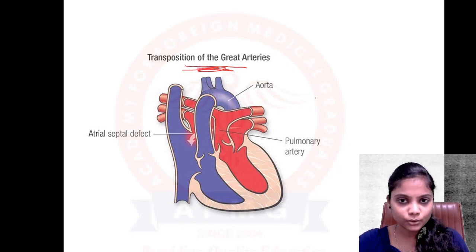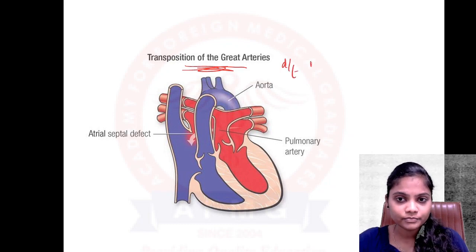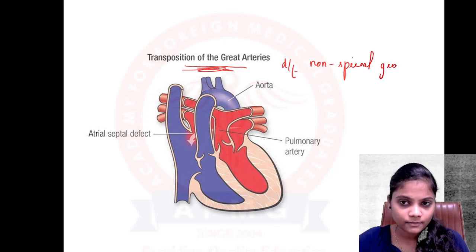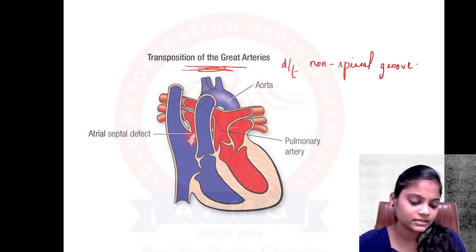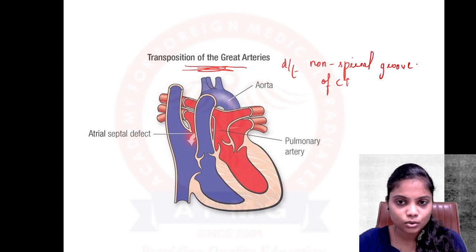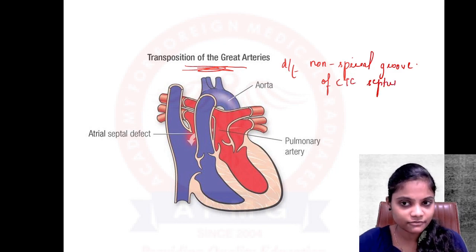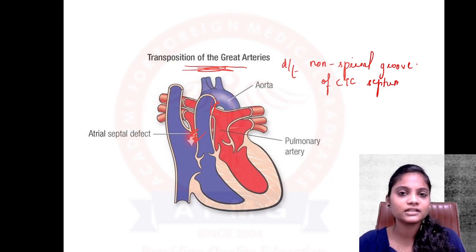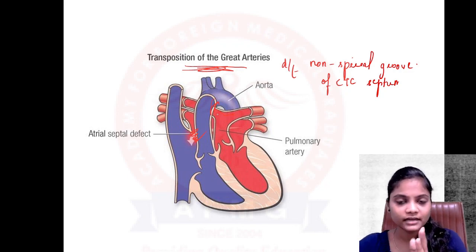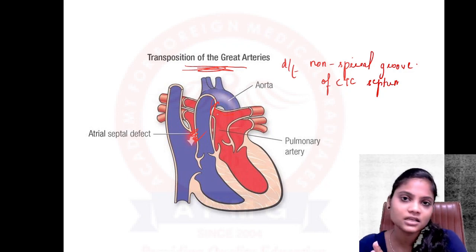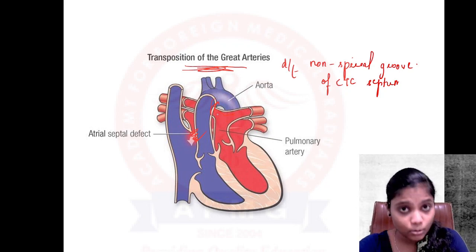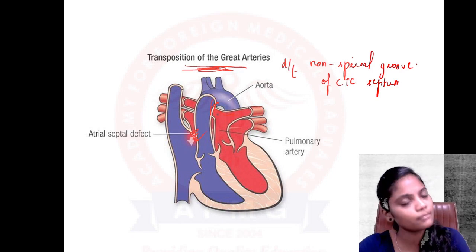But here, due to non-spiral groove rotation, there is a defect of our CTC, our conotruncal septum. There is a defect in the pulmonary trunk as well as in our aorta, so that there will be atrial septal defect. This is called our transposition of great arteries. The position of both the main arteries is changed because of the non-spiral groove rotation. Clear? So this is one of the important anomalies which you have to remember regarding the basics of embryology.